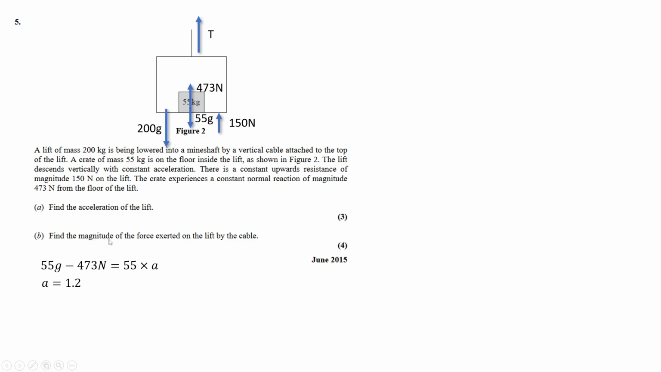Okay, part B asks us to find the force exerted on the lift by the cable, which is basically just the tension. So in this case, we can consider the lift, because now we know the acceleration. So we can say that the weight, which includes the crate, because the weight of the crate is acting on the lift, we can say that 255g minus tension minus the upwards resistance is equal to the mass times the acceleration. Then we can solve for T, giving us tension equaling 2043 newtons.